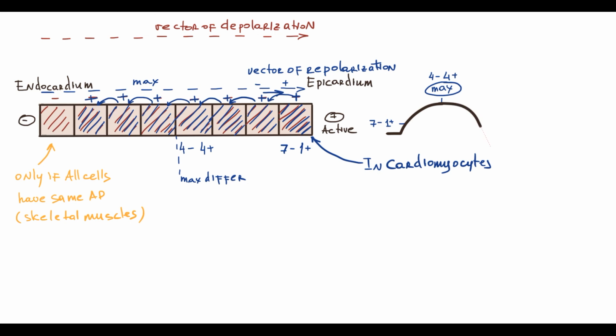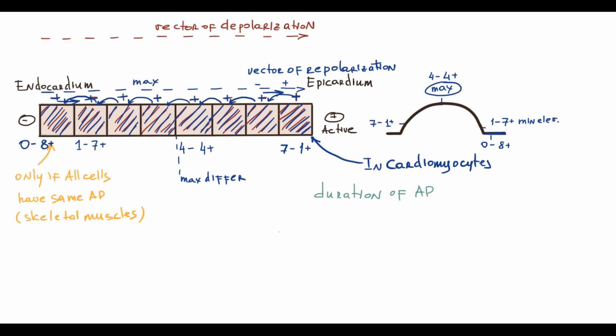For example, at this point there is 1 negatively charged cell and 7 positively charged cells, so there is minimal difference in electric potentials, so the vector of repolarization becomes minimal, and the active electrode registers this as minimal elevation above the isoelectric line. And when the last cell repolarizes, all 8 cells have positive charge, and there are no cells with opposite negative charge, so there is no difference in electric potentials, and the active electrode registers this as the isoelectric line.